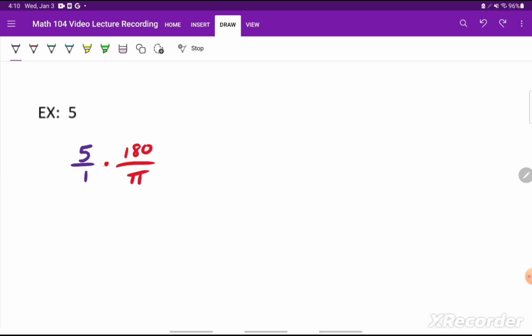Multiplying straight across, 5 times 180. That's 900 over pi. And now we're going to divide by pi. And be sure that you're always using the pi key on your calculator. We should not be using 3.14 pretty much ever. We should always be using the pi key on our calculator. This becomes 286.478, and rounding to the nearest hundredth, that's going to be 286.48 degrees.